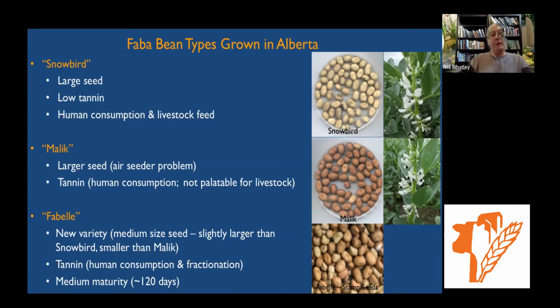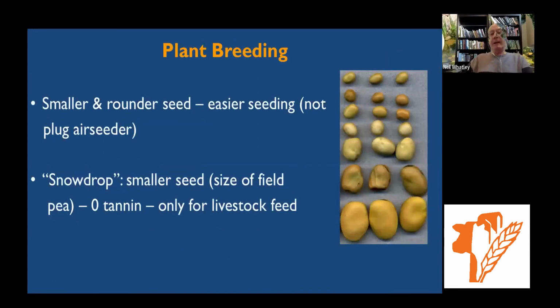So there's a new one, Fabal, a newer variety. It's a medium-sized seed, slightly larger than Snowbird, but smaller than Malik. It's got tannin, so it's for human consumption, and it'd be used for fractionation. And it's got a medium maturity, about 120 days.